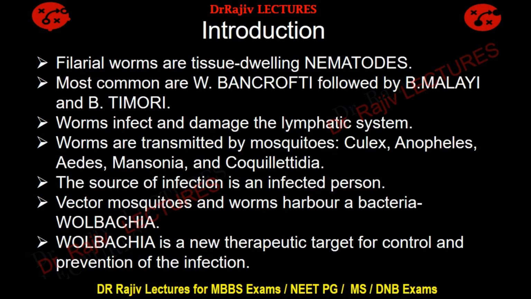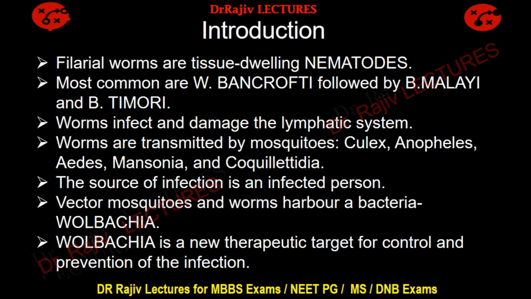Filarial worms are tissue-dwelling nematodes. There are 8 filarial species that infect humans. Out of these, Wuchereria bancrofti, Brugia malayi, Onchocerca volvulus and Loa loa cause most cases of symptomatic filarial infections. The most common invader is Wuchereria bancrofti, followed by Brugia malayi and Brugia timori.